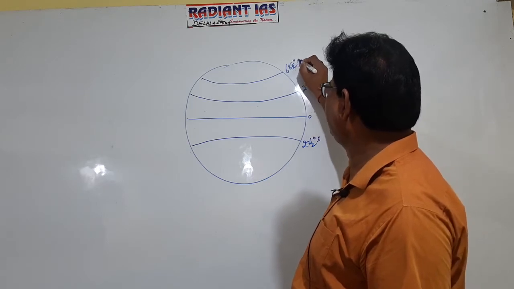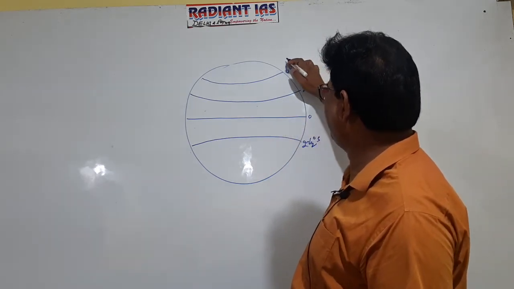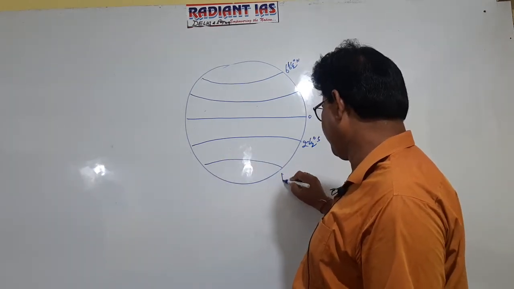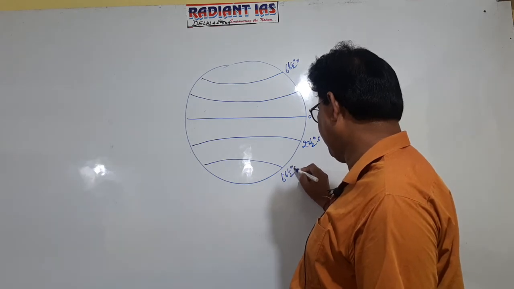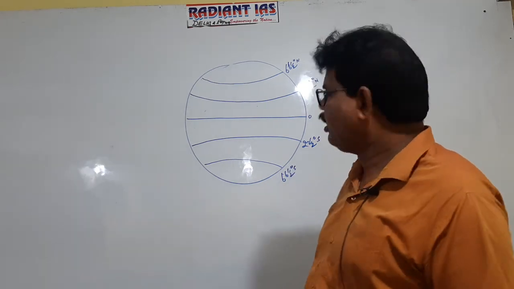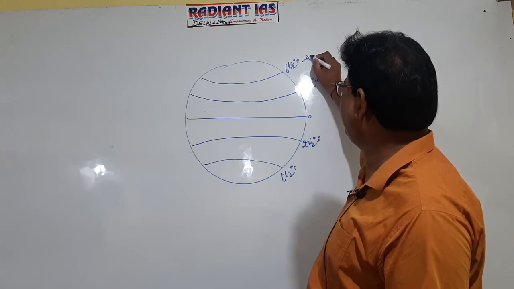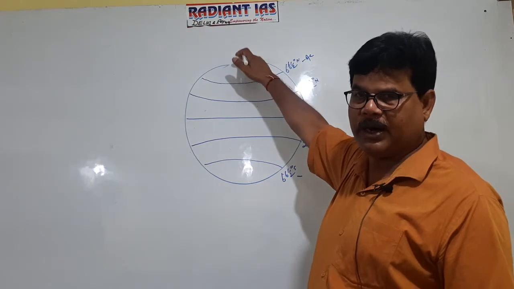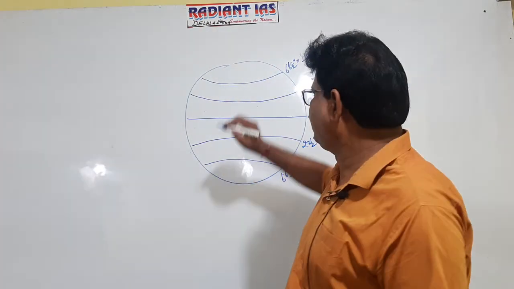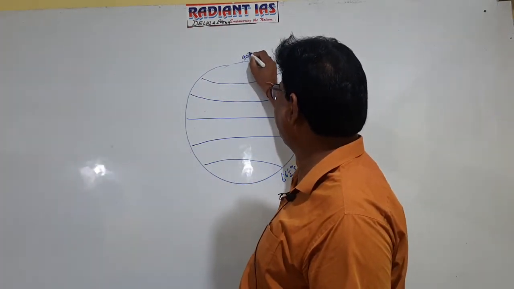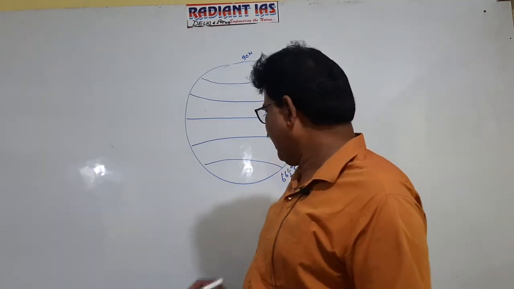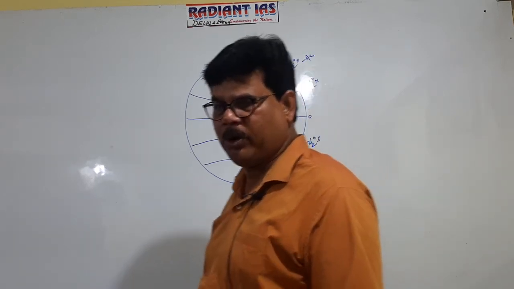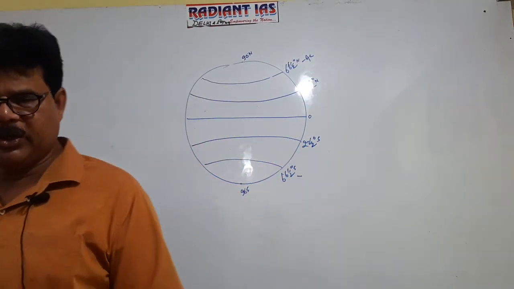66.5 degrees north is referred to as the polar circle, and 66.5 degrees south is also referred to as the polar circle. This is referred to as the Arctic Circle. This is referred to as the Antarctic Circle, close to Antarctica, close to the Arctic Sea. Getting it well now? And this is 90 degrees north, representing the North Pole, and this is 90 degrees south, representing the South Pole. Getting it well now? This is the position of the earth.